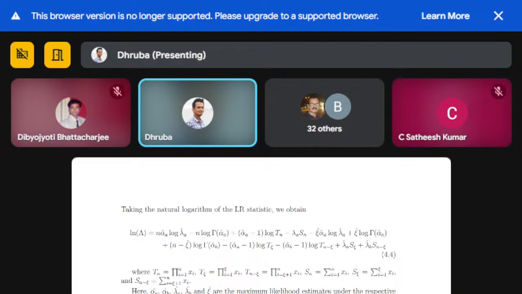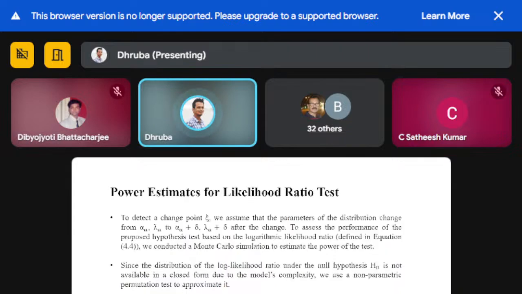So next, we have estimated the power for the likelihood ratio test. To detect a change point xi, we assume that the parameters of the distribution change from alpha A, lambda A to alpha A plus delta, lambda A plus delta after the change. To assess the performance of the proposed hypothesis test based on the logarithmic likelihood ratio, we conducted a Monte Carlo simulation to estimate the power of the test.